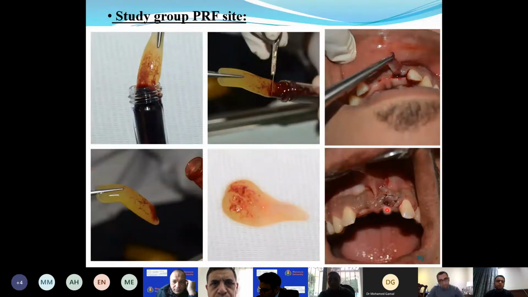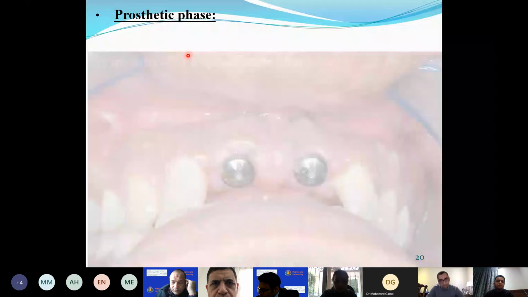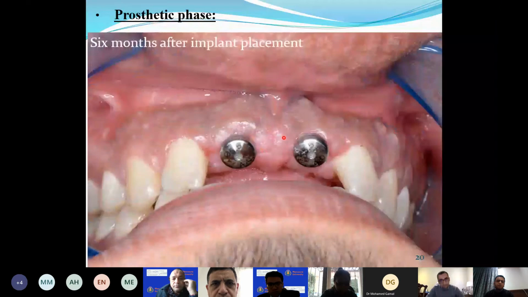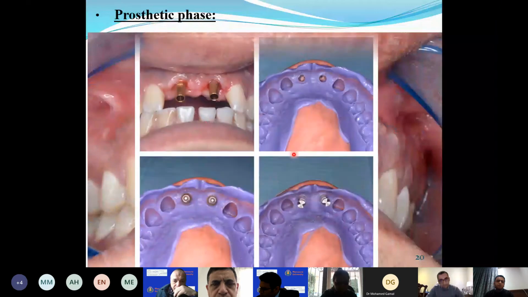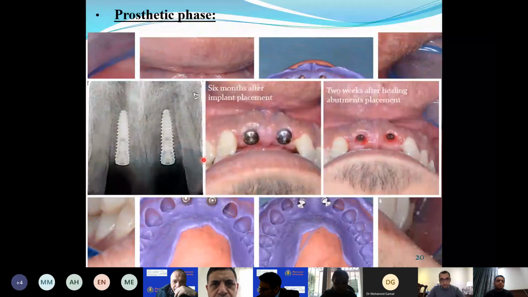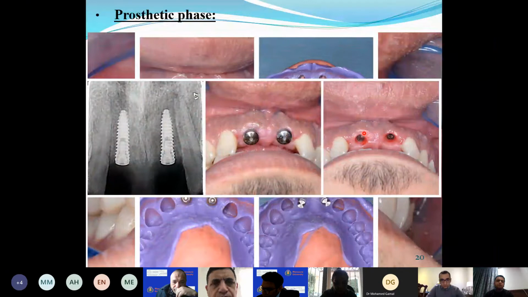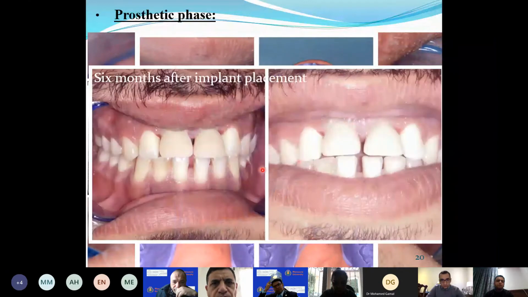Prosthetic phase: this is six months after implant placement using a healing abutment, final abutment, and impression taking. And this is six months and the final contour after healing abutment removal. This is the final prosthesis.